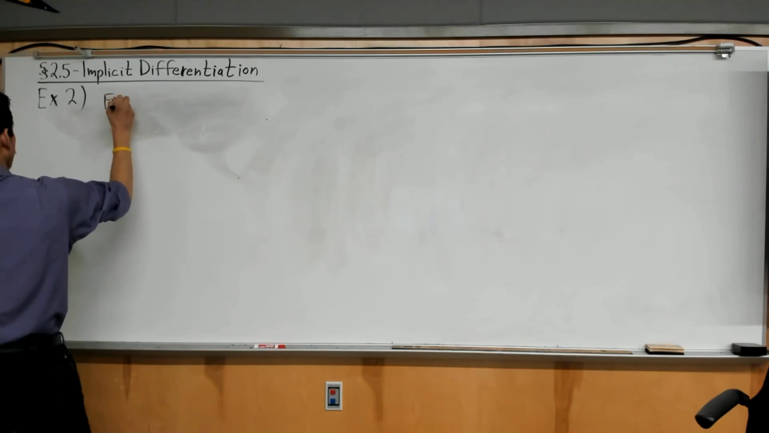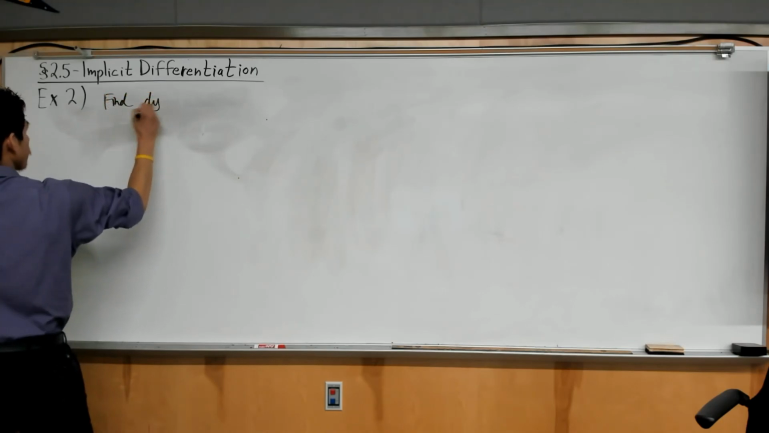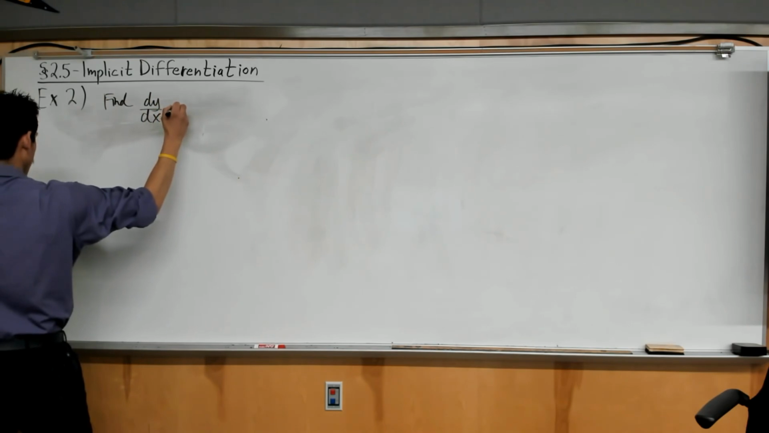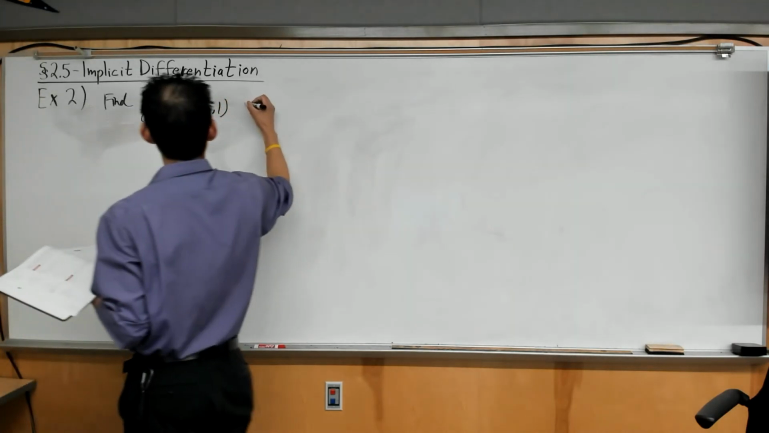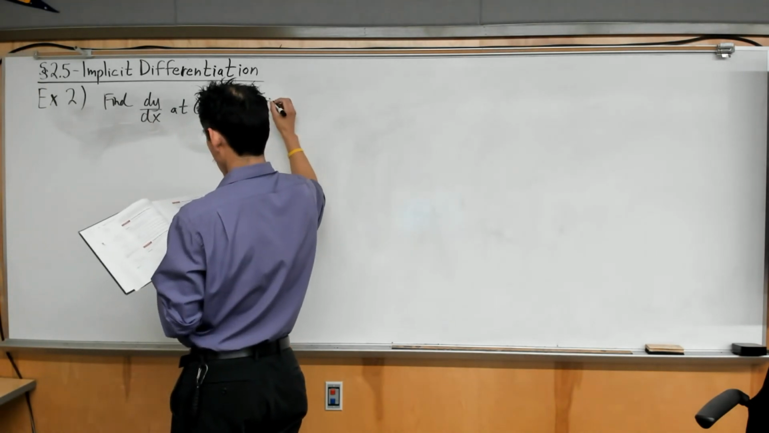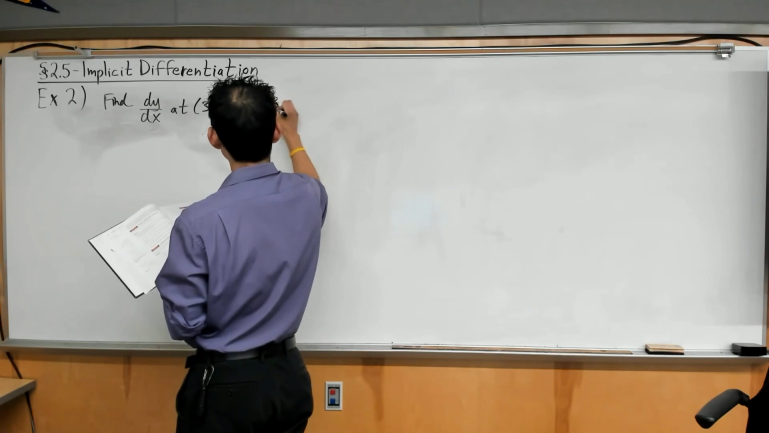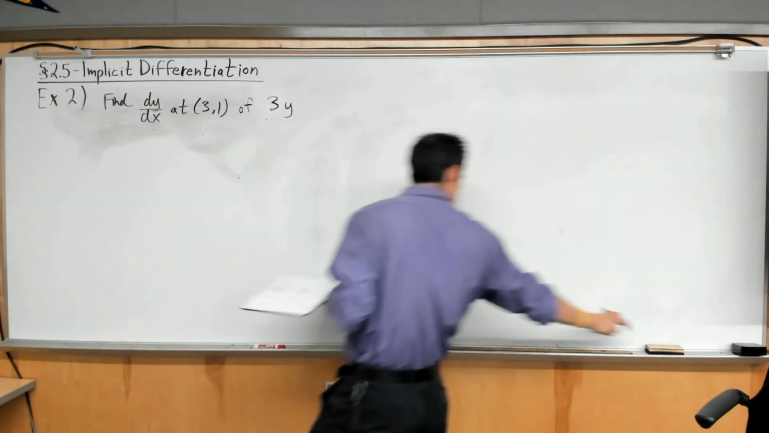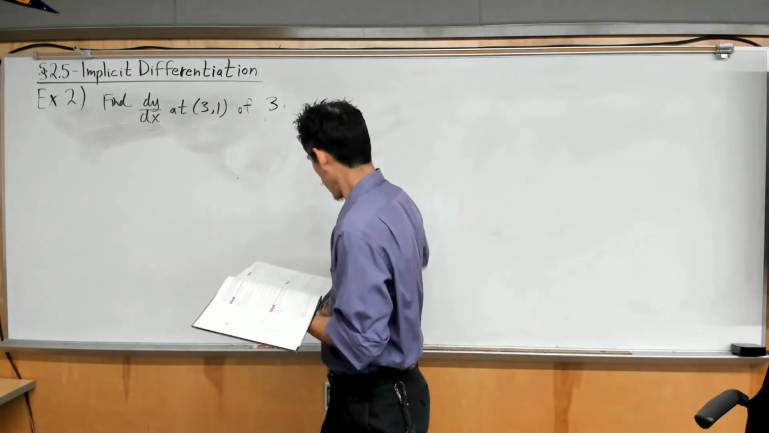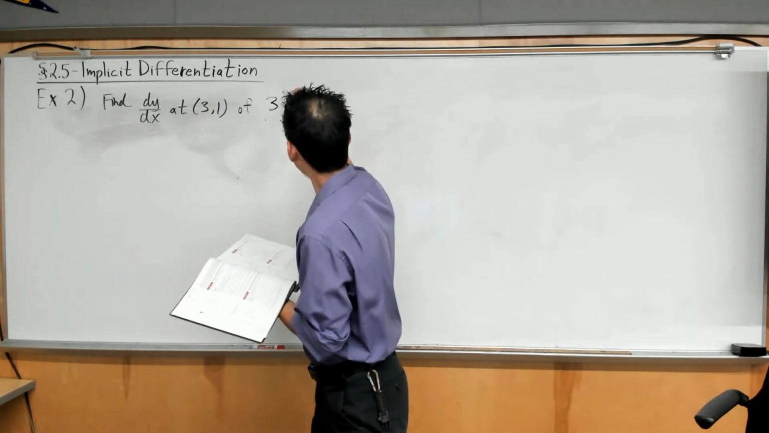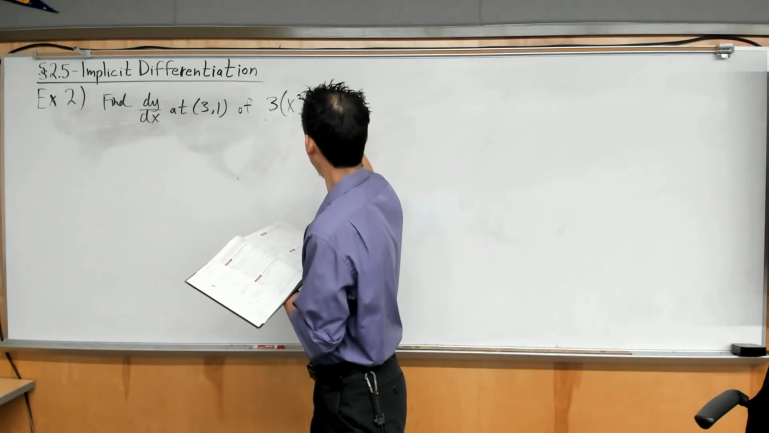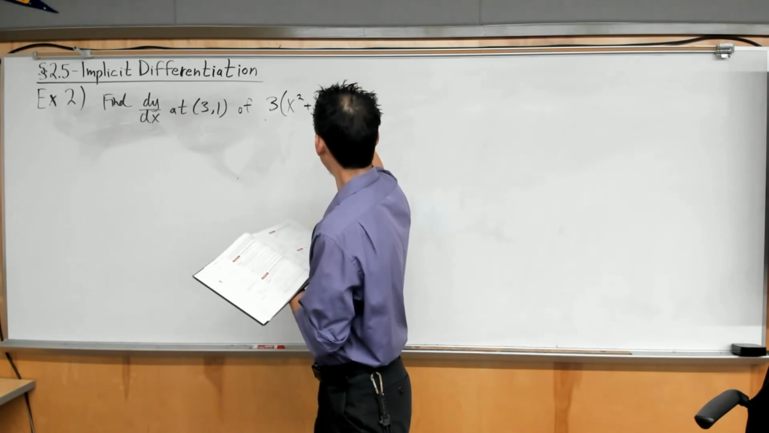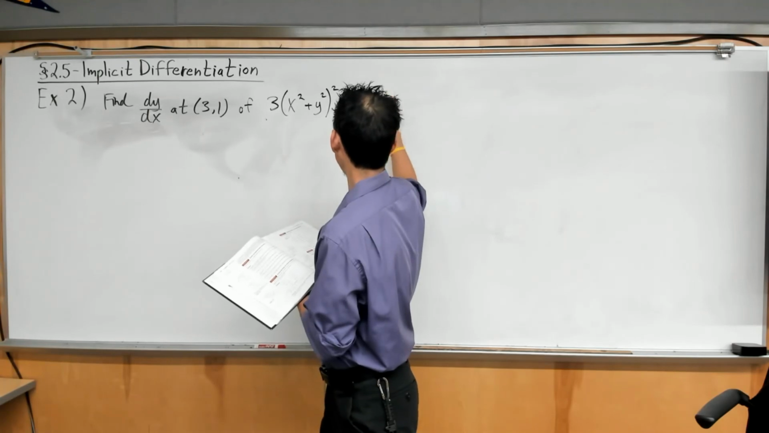So find dy/dx at (3, 1) of 3 times (x squared plus y squared) squared equals 100xy.